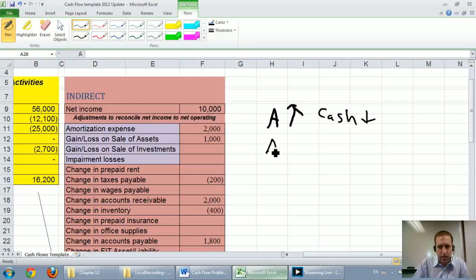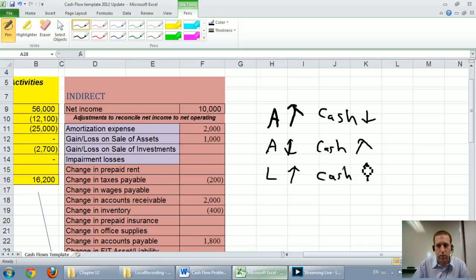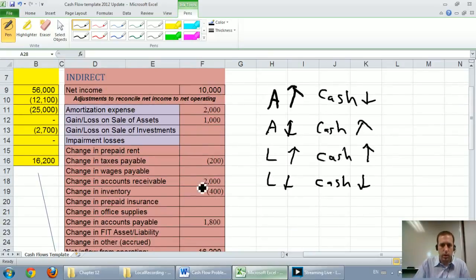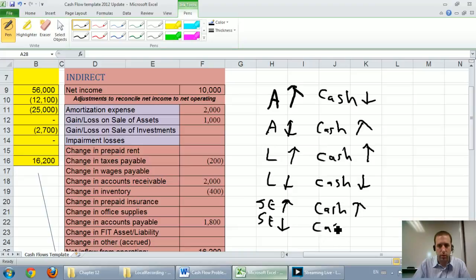If I have an asset going down, cash goes up. If I have a liability going up, cash goes up. If I have a liability going down, cash goes down. And if I have a shareholder's equity account going up, cash goes up. And if I have a shareholder's equity account going down, cash goes down. And that rule holds.